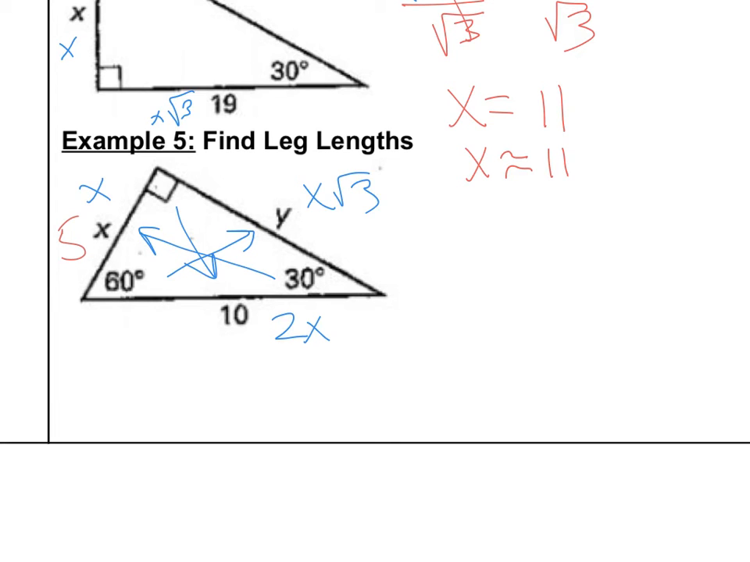And then this side over here is going to be now 5 times radical 3. So just put that in your calculator. 5 times radical 3. I got to work it out. I got 8.7. Okay. So this side here is 8.7.